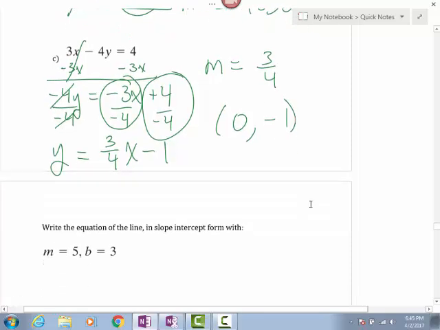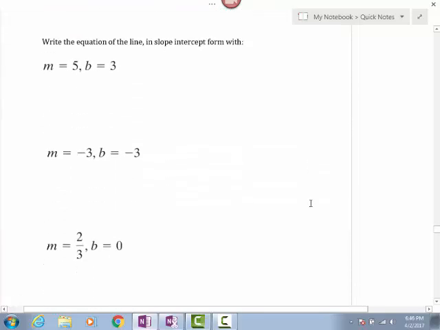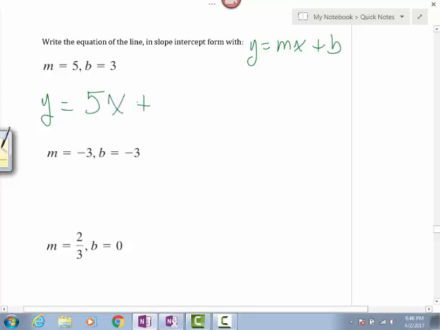Alright, so let me scroll down here to the next problems, and it says, write the equation of the line in slope-intercept form with, and it's given me a value of m and a value of b. Since I'm going to write my equation in slope-intercept form, I'm going to write that right here on the side, y equals mx plus b. And so for my first problem, all I'm going to do is fill in the m and fill in the b. So that's going to be y equals, m is 5 now, so 5x plus b, b is the number 3, and there's my equation.